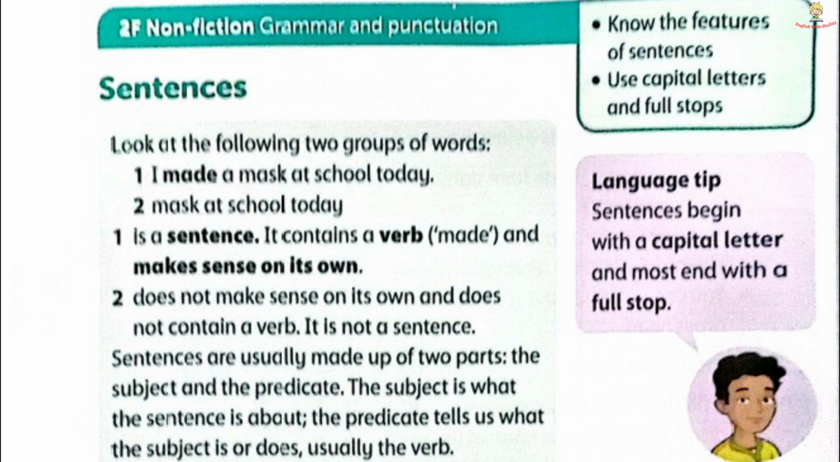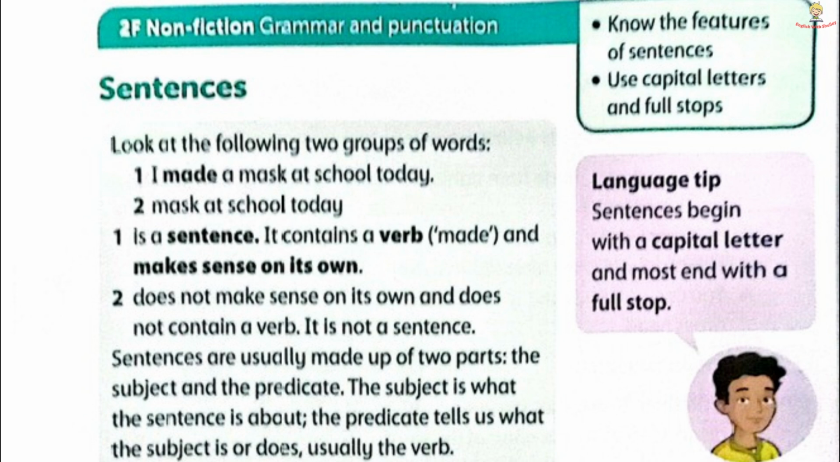Look at the following two groups of words. First group of words is I made a mask at school today, and the second group of words is mask at school today. So these are the two groups of words. The first group of words is a sentence. It contains a verb made and makes sense on its own.